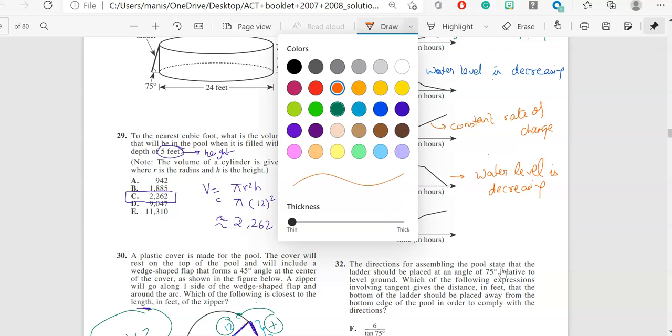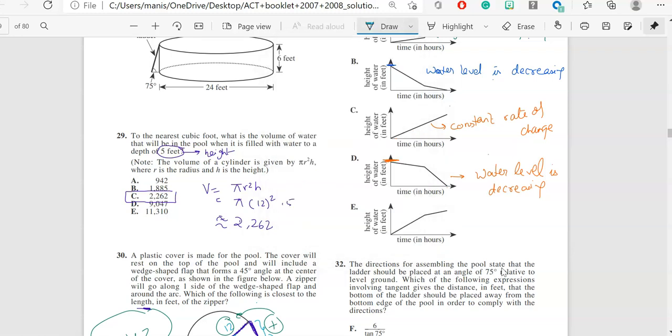Let's go to the last one. In this case you can see this one is going super fast, and this one is going at a slower rate, but both of them are going up. So this is the greater rate of change, and this one is the slower rate of change. So by looking at this, I came to the conclusion that option E is the correct answer for this question.